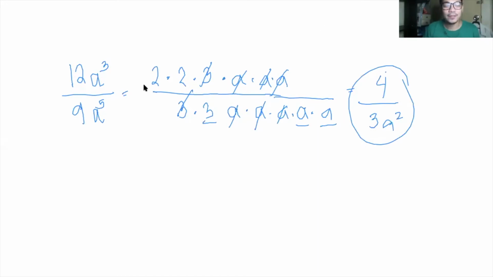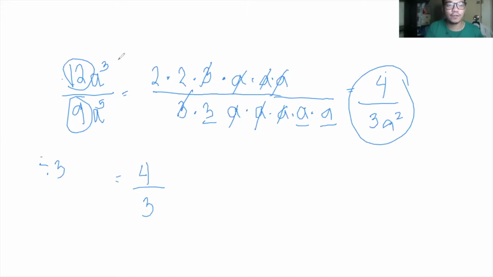Okay? But usually, most of you are just doing the shortcut method, wherein you just find the greatest common factor of each number or numerical coefficient and just divide them for both. For example, between 12 and 9, the highest number that I can divide them is by 3. So you will divide both of them by 3. So 12 divided by 3 is 4. And then 9 divided by 3 is 3.